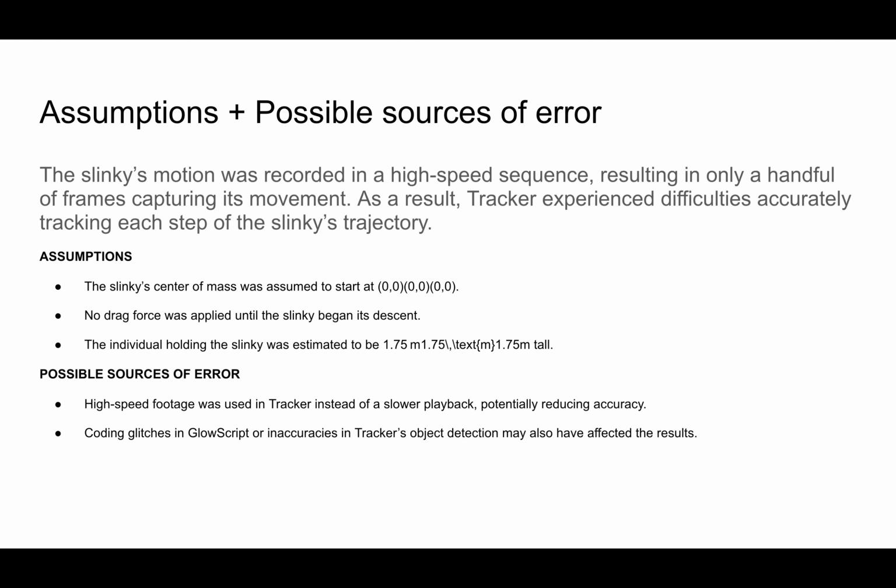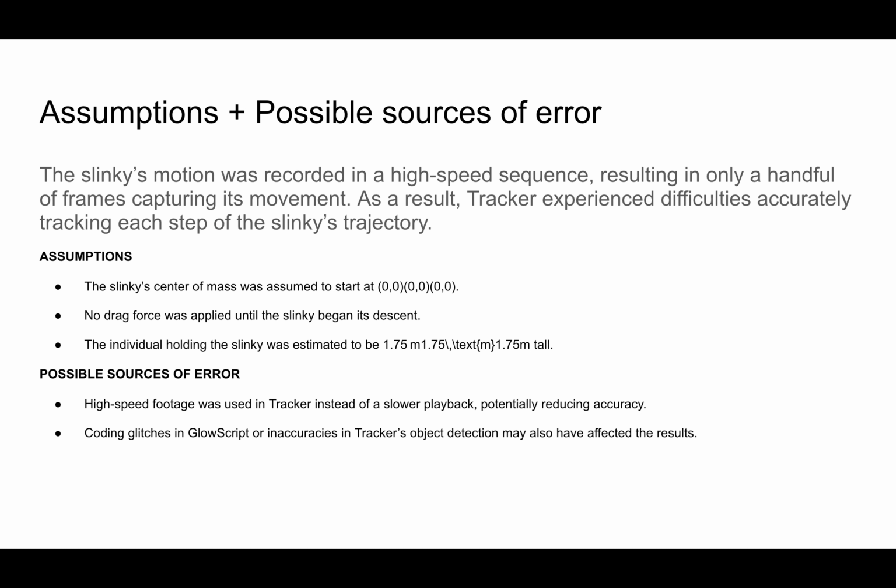As for some assumptions or sources of error, we had to keep in mind a few key assumptions that are potential sources of error. The slinky's motion was recorded in a high-speed sequence, which resulted in only a handful of frames capturing its movement. Therefore, Tracker had difficulties accurately tracking each step of the slinky's trajectory. We had to assume that the slinky's center of mass began at the origin and that no drag acted until the slinky began falling. We also had to estimate the reference height based on the holder's size.